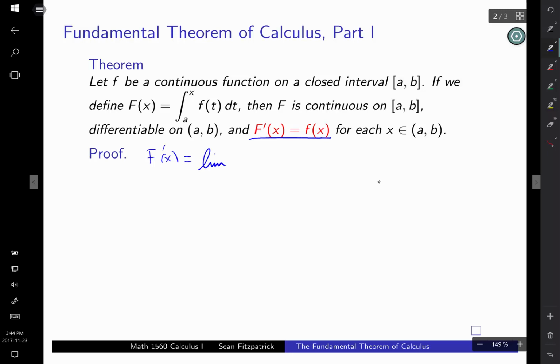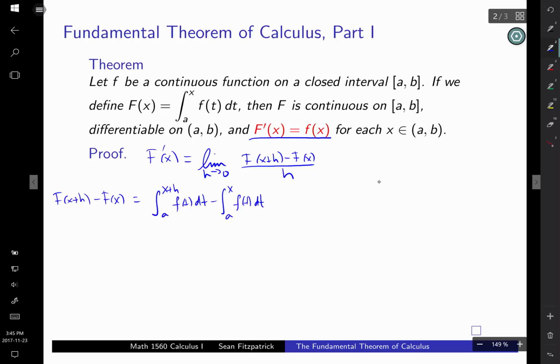What does the definition say? The definition says that f prime is the limit, h going to 0, of f of x plus h minus f of x over h. So what is this thing that we're taking the limit of? F of x plus h minus f of x is, well, that's the integral from a to x plus h of f of t dt, minus the integral from a to x of f of t dt.